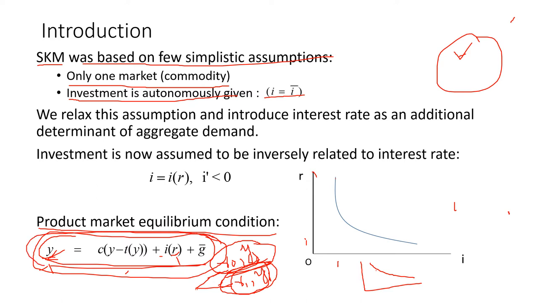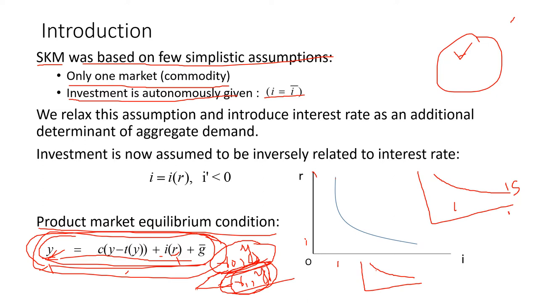Instead, we can get different combinations of y and r which will satisfy the product market equilibrium condition. Therefore, we can get a schedule of r and y which satisfies the product market equilibrium condition. That is termed the product market equilibrium schedule, or will be named the IS curve. So this is the logic, and then we will try to understand why I am drawing this as a negative function.